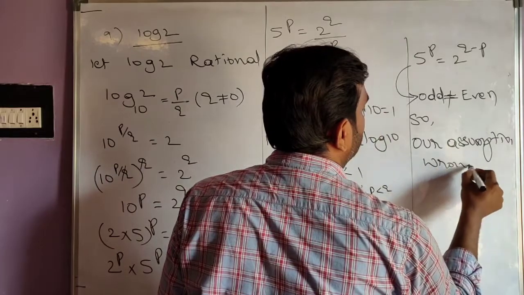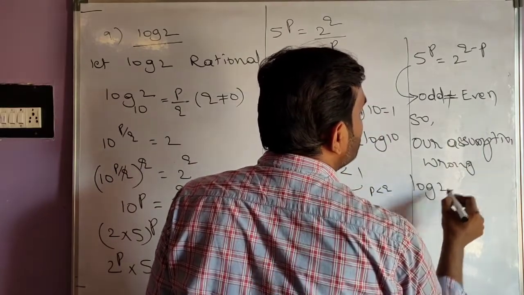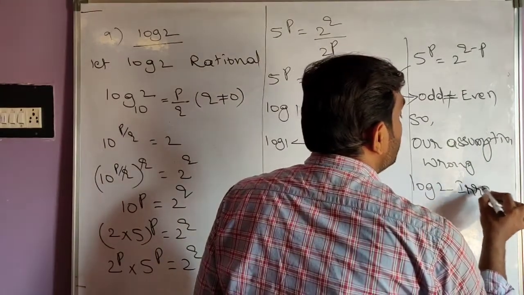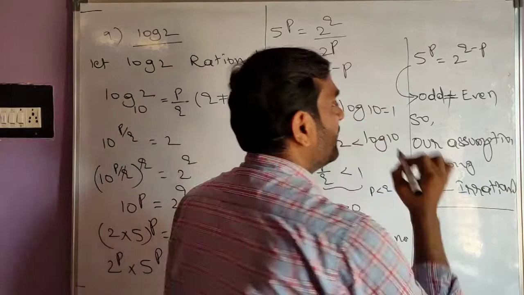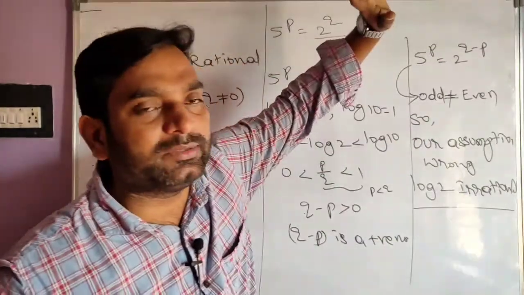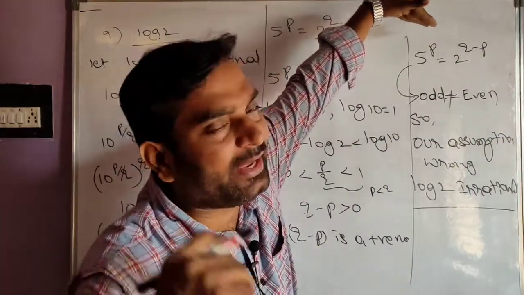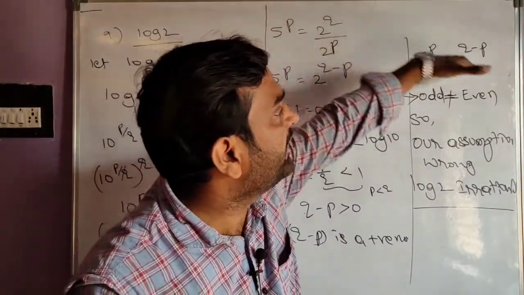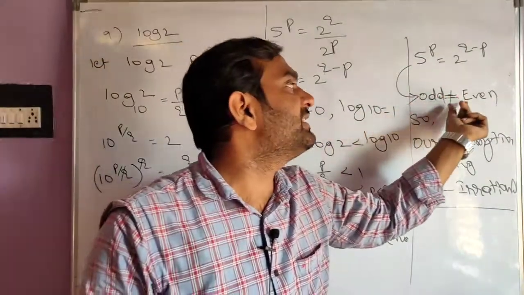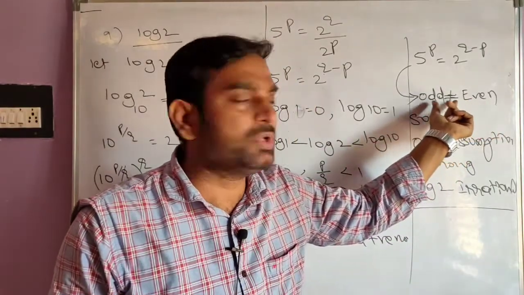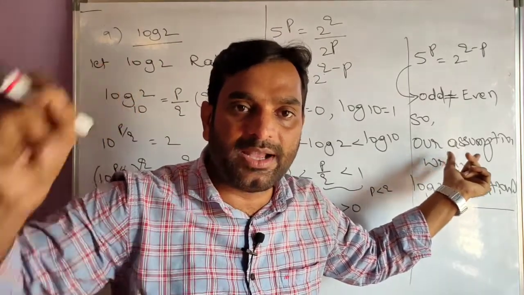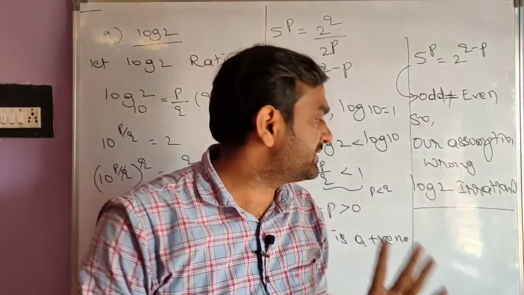What was our assumption? Log 2 is a rational number. It is wrong. Then log 2 is irrational. Listen here. We got 5 power p equal to an odd number, because if you raise 5 to any power, it is odd. In the same way, 2 to any power is even. Odd number equal to even number is wrong, so our assumption is wrong. If log 2 being rational is wrong, then what is right? Log 2 is an irrational number.